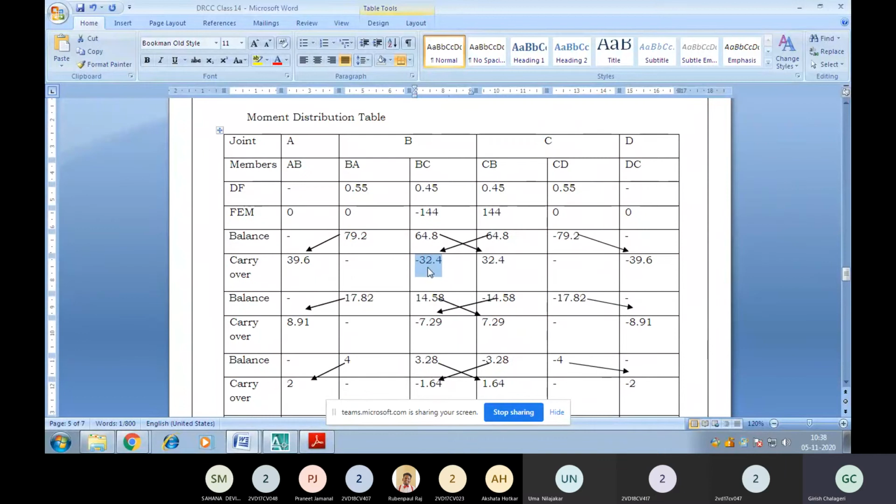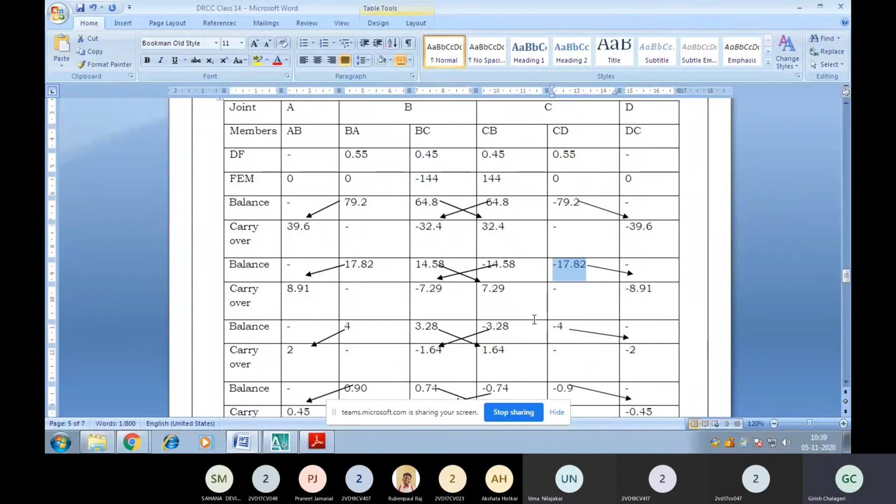At joint B, minus 32.4 is unbalanced. So multiplying 32.4 by 0.55 and 0.45, we get 17.82 at BA and 14.58 at BC. Since it is a negative moment, both balancing moments will be positive. Similarly for joint C we do the same thing. 32.4 is positive, so the unbalanced moment is positive here, and the balancing moments at joint C will be minus 14.58 and minus 17.82.